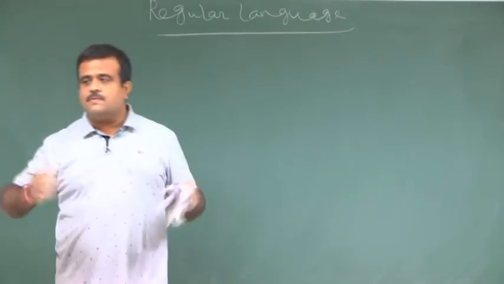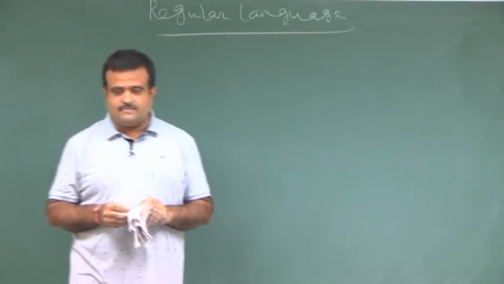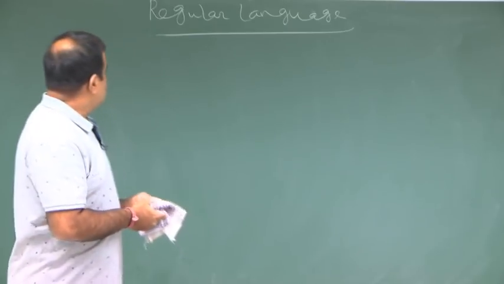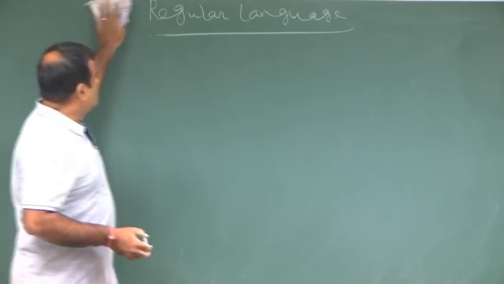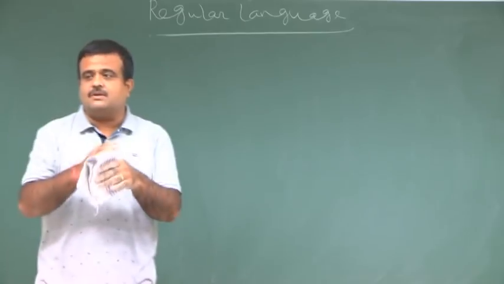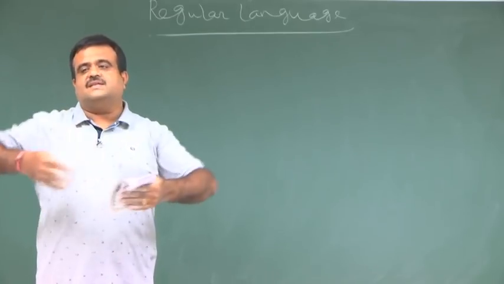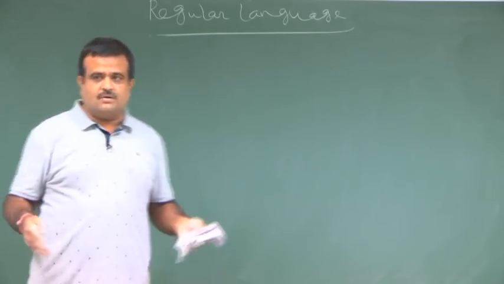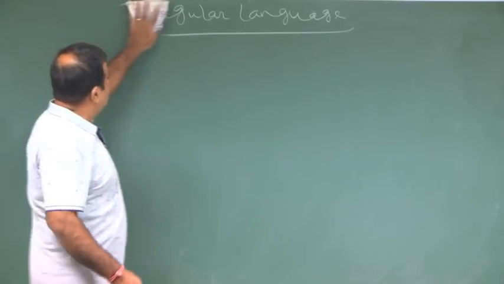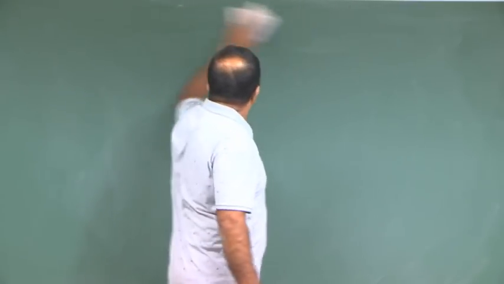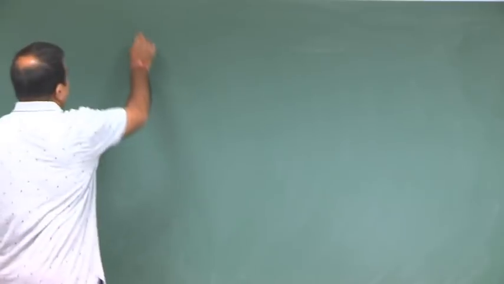Okay, so we are talking about how a string will be accepted by a DFA. Then we will move to the regular languages. The regular language is basically the set of all strings accepted by a DFA. So, just to recap, we have a DFA.